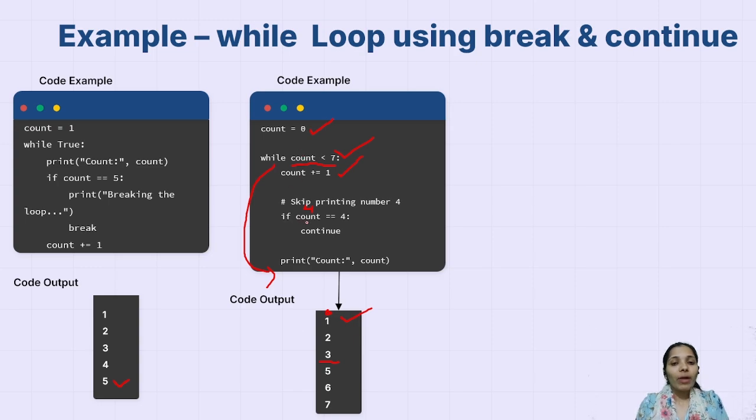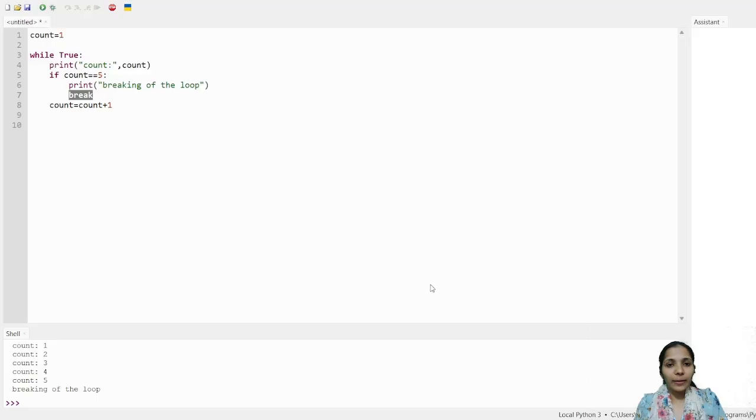So whenever the value of count becomes 4, the loop will continue after 4. So we have 5, 6, and 7. Let's demonstrate this in our code example in our IDE. This continue statement is used to continue the execution of the program. So let's get back to our IDE.